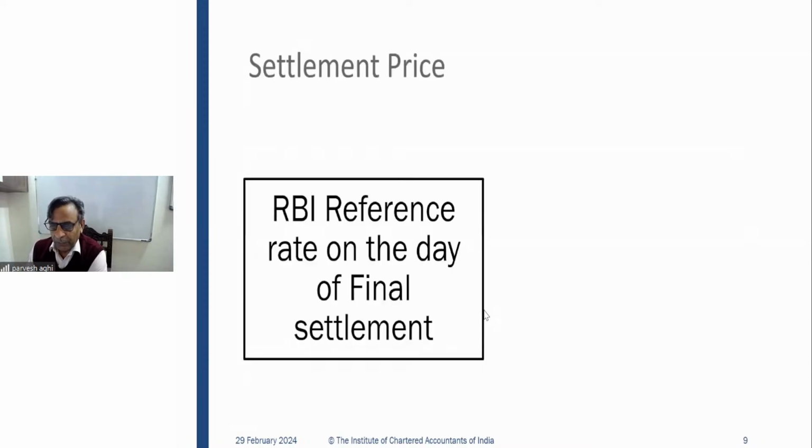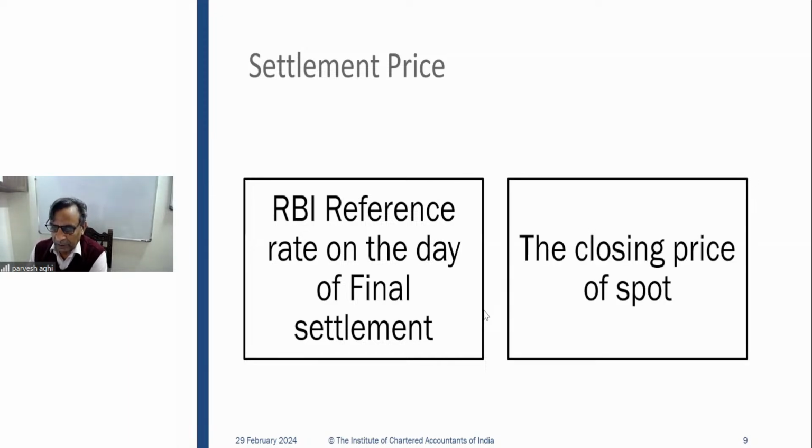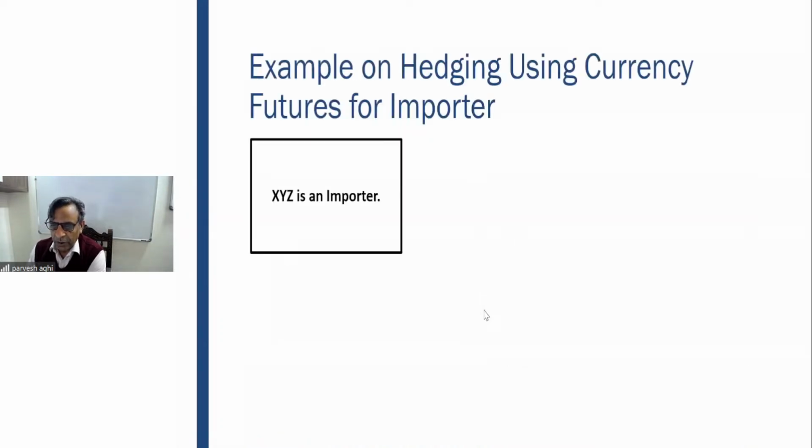Now, the settlement price, how the futures are settled. We will look at the RBI reference rate on the final settlement. The RBI is going to give a price of dollar, euro, pound, and this will be treated as the spot rate on that day, because we will find different rates everywhere. So the RBI is going to give a rate on the final day. All the deals in the stock exchange will be settled at this spot rate. So let's understand this through an example.